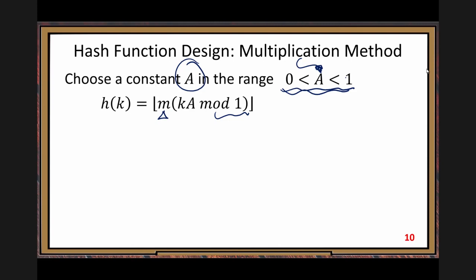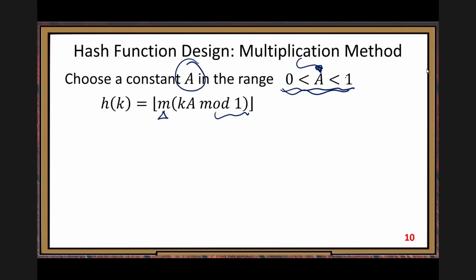For example, is 1/2 a good one? A equals 1/2. Is it a good one? Not good, right? Because all even numbers, if you multiply by 1/2, give integers. You mod 1, the integer is all gone, you only have 0. So all even numbers would be mapped to 0. That's really bad. Very bad.